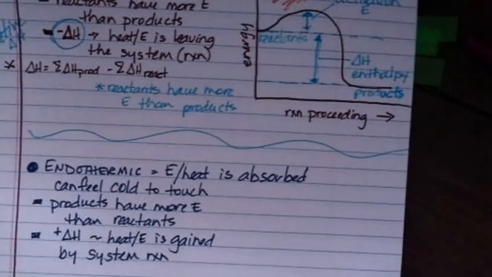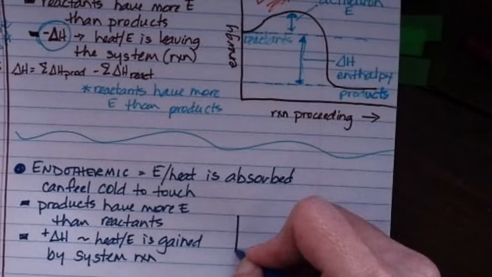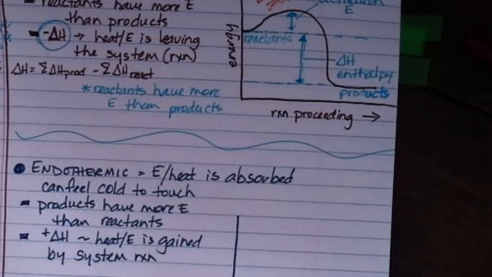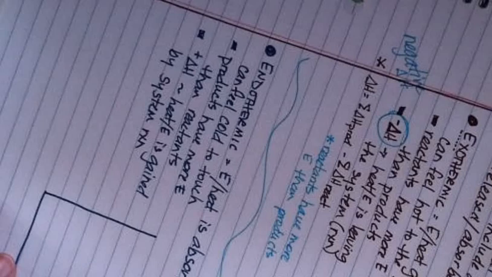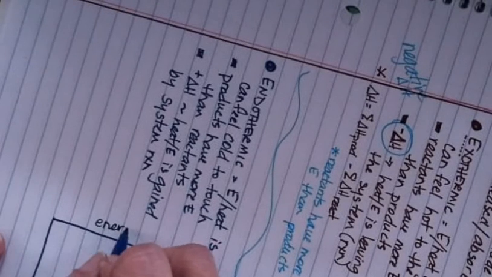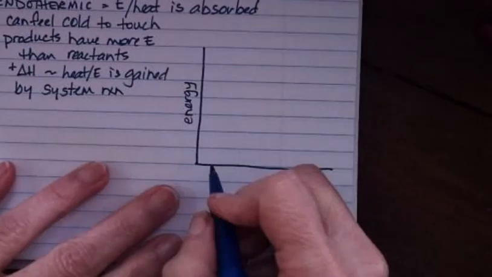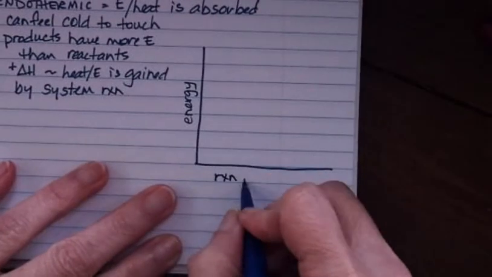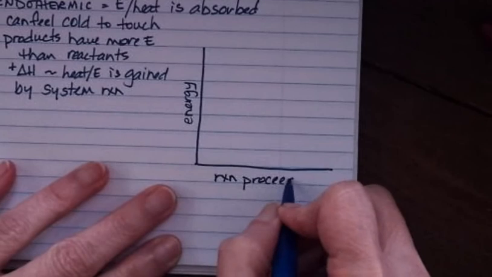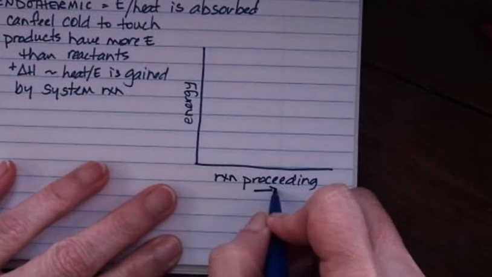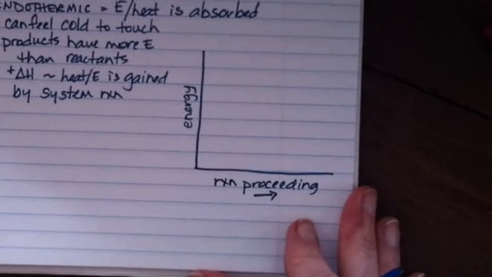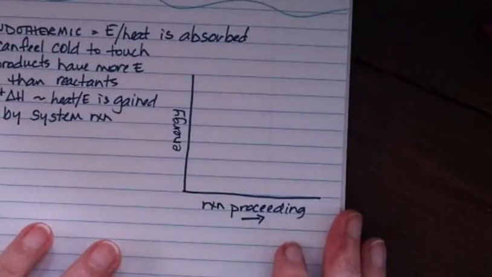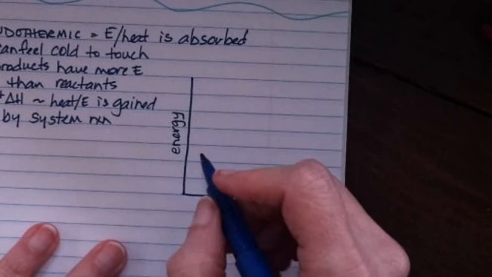So now I'm going to go over here to the side, and again I'm going to make my new graph over here. And I'm going to label it the same as I did up here. The y-axis is energy, and the x-axis is the reaction proceeding off to the right. So it's just how we would normally write it when we write down a chemical reaction. H2 plus O2 produces H2O. Okay, so in this case, my reactants are going to start down here.